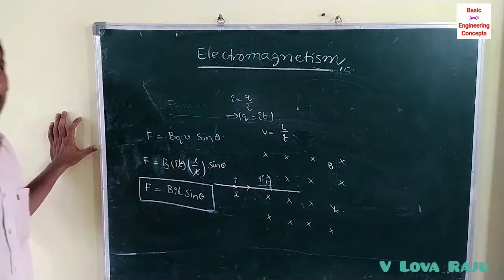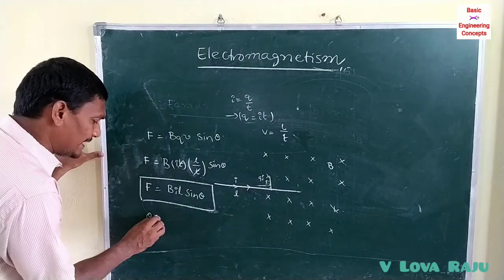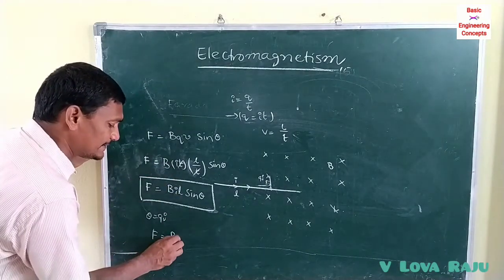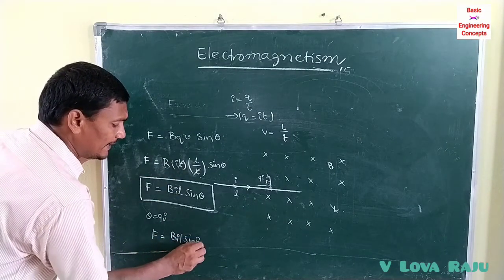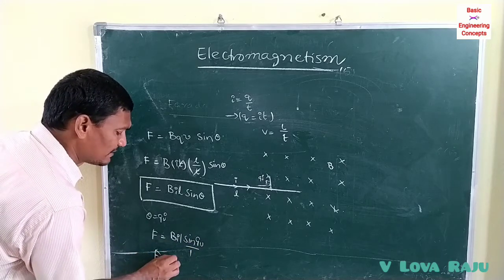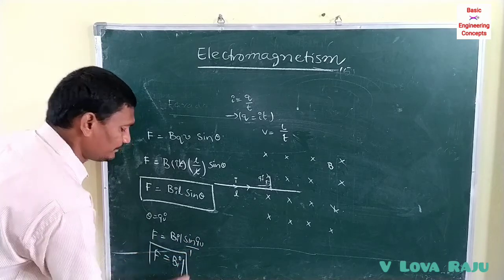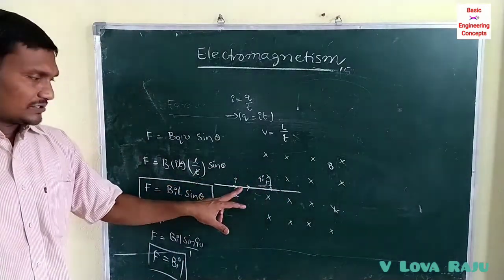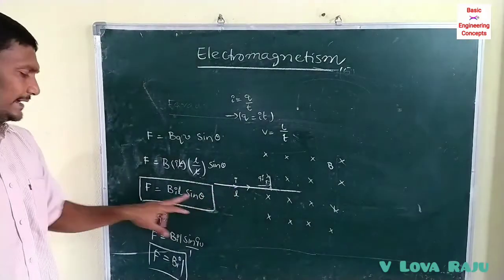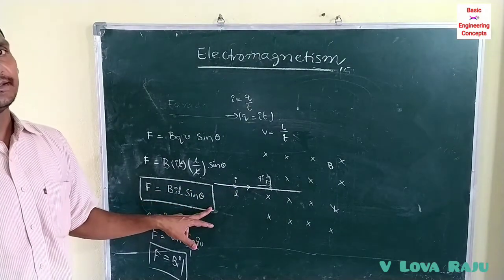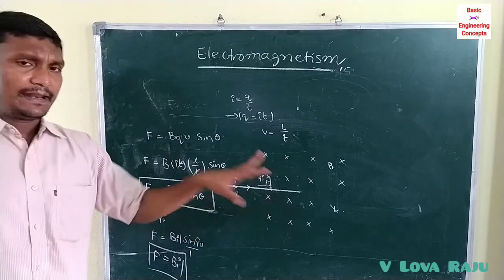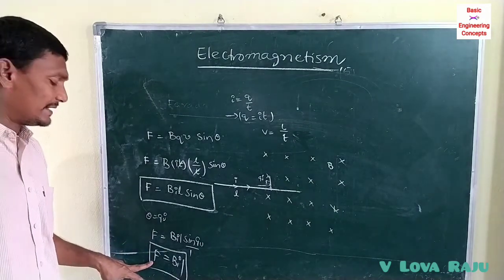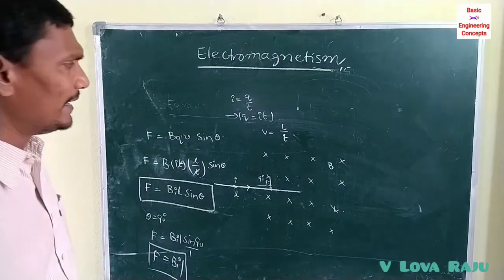When the conductor is subjected to the magnetic field at right angles, where the angle is 90 degrees, the force experienced is BIL sin 90. Sin 90 is 1. Therefore, F equals BIL. The force experienced by a current carrying conductor at angle theta is F equals BIL sin theta, and at right angles it is F equals BIL.